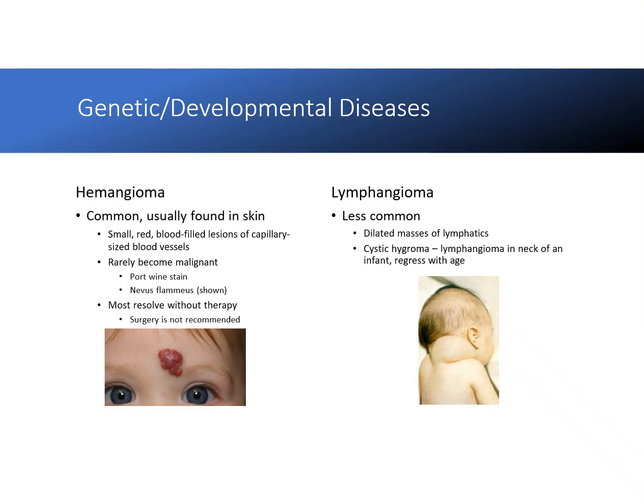Lymphangiomas are less common, but conceptually important. Instead of blood vessels, these involve dilated lymphatic channels, often forming soft cystic masses. A clinical example is a cystic hygroma, a lymphangioma typically found in the neck of an infant. Clinically, these can appear quite large and dramatic. Many regress with age, similar to hemangiomas, though not all resolve completely.